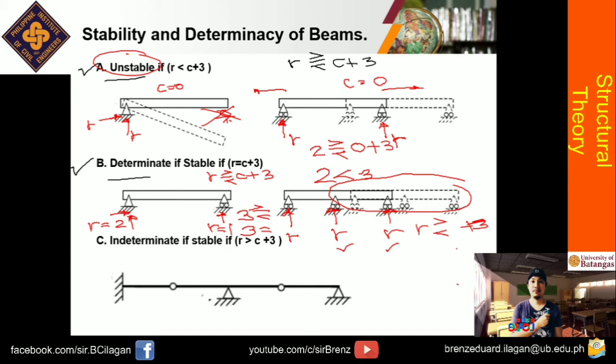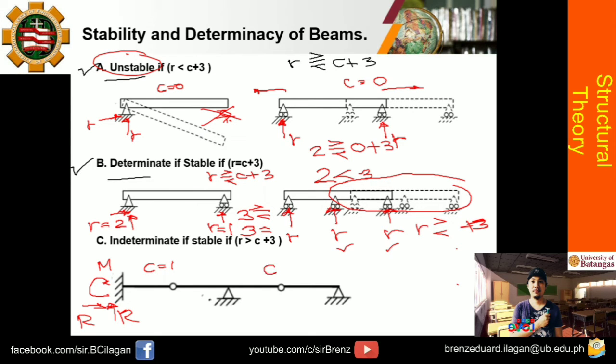Bilangin ulit natin yung reaction. Again, ang equation is R is equals to, greater than, or less than C plus 3. So dito meron kang fixed support. Again, kapag fixed, meron kang tatlong reaction. Una, you have moment. Meron kang reaction Y. Meron kang reaction X. Ayan. So meron tayong internal hinge na binigay ngayon dito. So you can see meron kang C, which is equivalent to 1. Ganun din sa kabila, 1. And dito, meron kang hinge. Kung saan, kapag hinge, dalawa yung reaction natin.